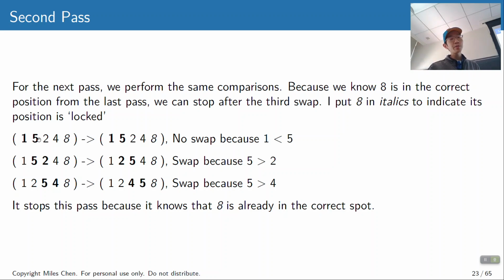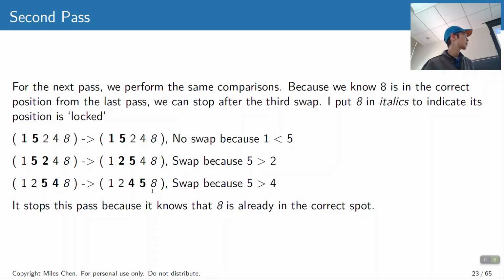Okay, 1, 5, 2, 4. We leave the 1 and the 5. They are already in the correct order. Then we compare the 5 and the 2. The 5 and the 2 are in the wrong order, so we swap them. We compare the 5 and the 4. The 5 and the 4 are in the wrong order, so we swap them. And now the 5 has ended up all the way to the right.